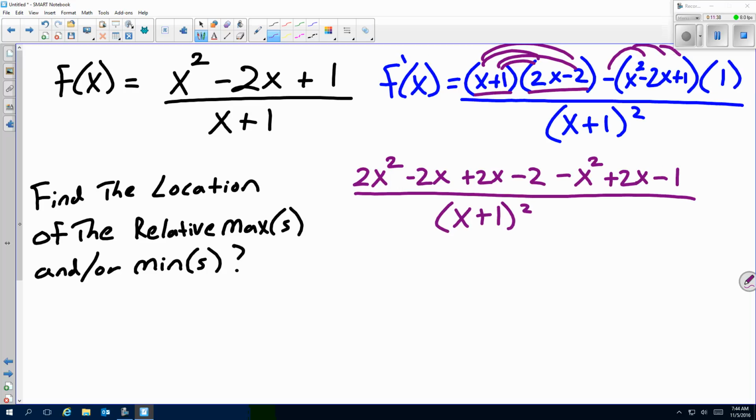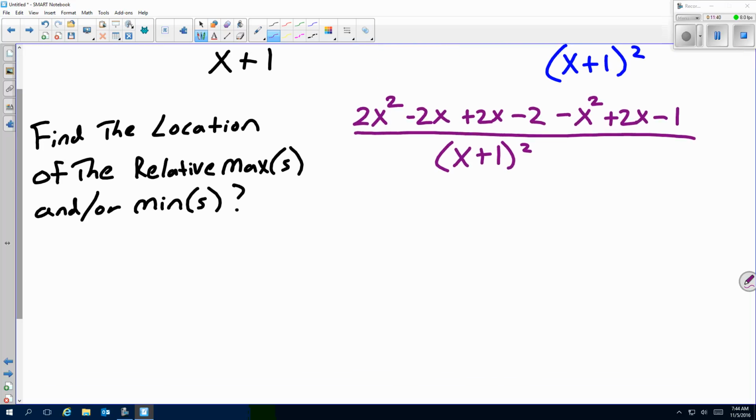Some of y'all are excited, you're jumping for joy. This is pretty fascinating. If you're not, I recommend you try it out. These two guys right here, they cancel because one's positive and one's negative. We have some like terms that we could simplify.